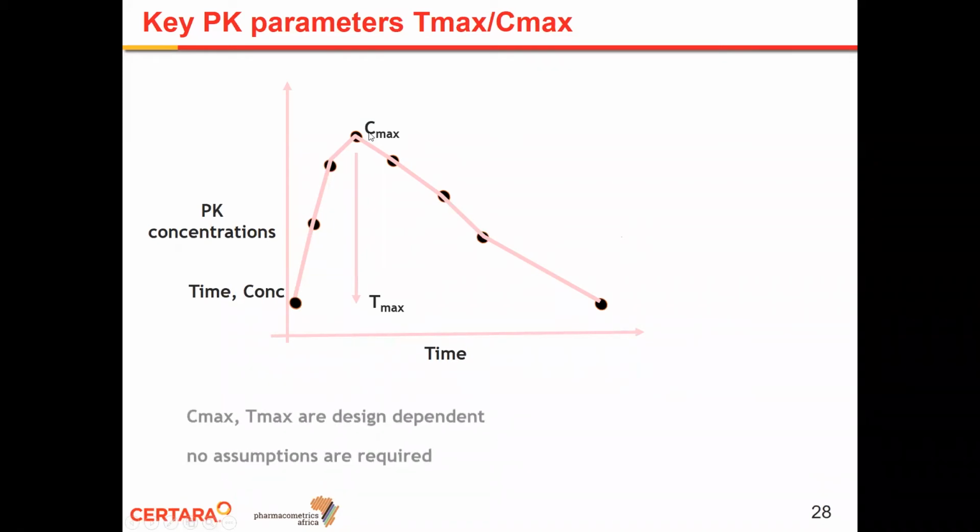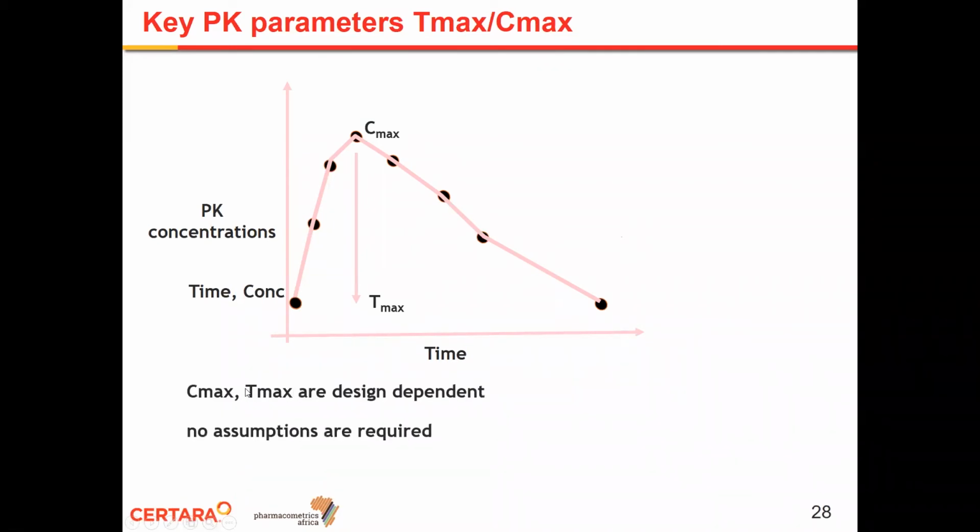So it's a very straightforward parameter, but they are highly dependent on the dose. Imagine that you didn't measure PK at this point, and you only measured this point here and this point here. Your estimate of Cmax would probably be this one, and Tmax would be here. So they are highly dependent on your design, on your time points of collection, but there is no assumption involved. It's really something you observe in the data you collect.